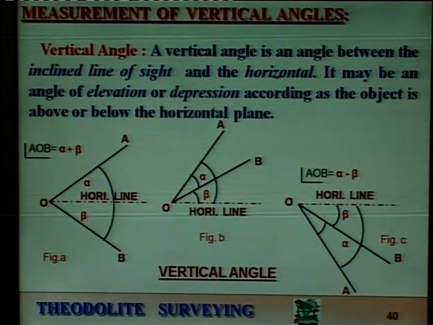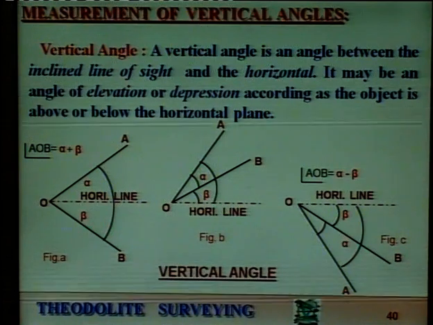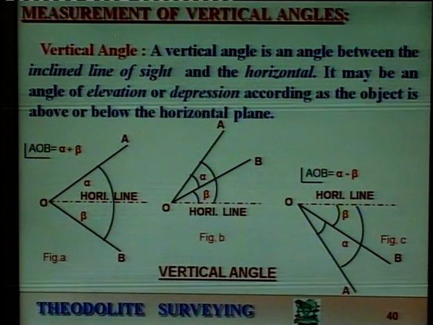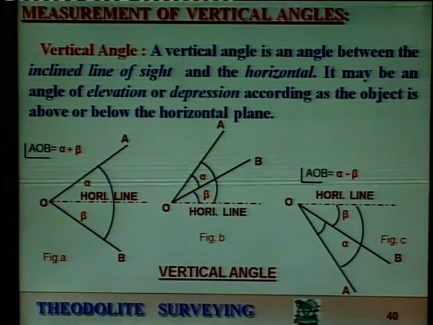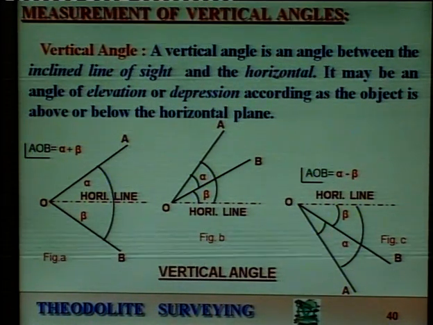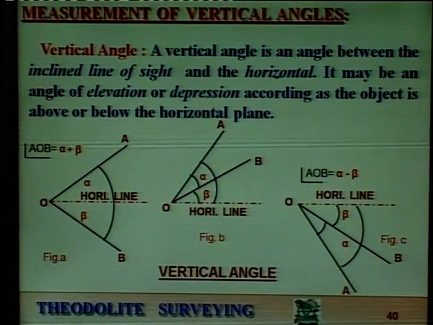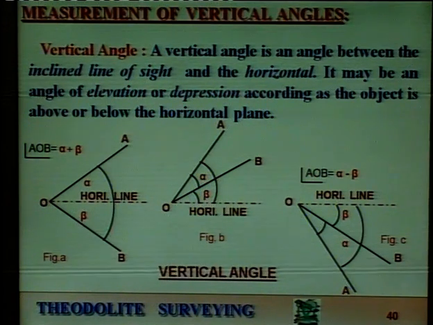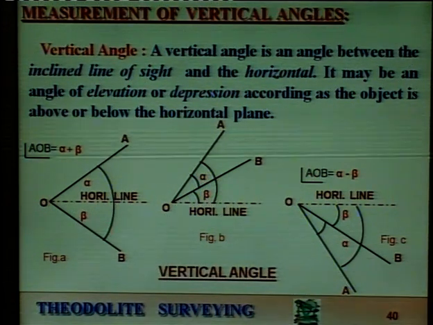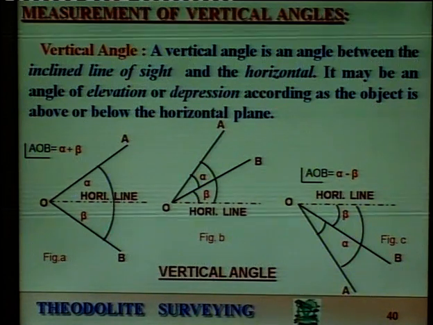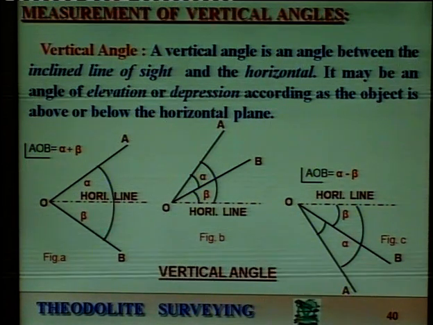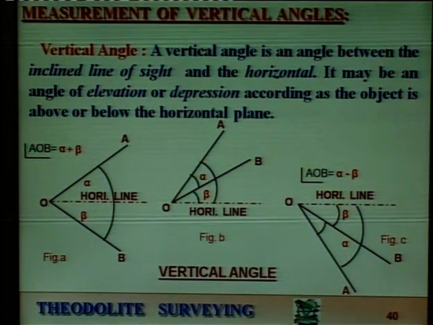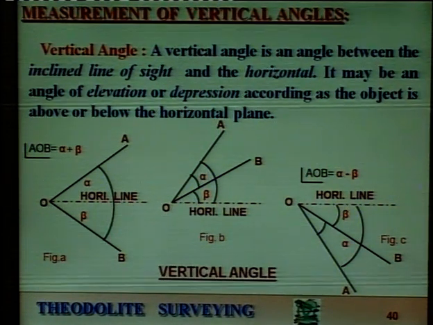and the horizontal. This is the advantage of the theodolite, that you can transit the telescope of the theodolite up and down to any angle. It may be an angle of elevation, when the point is above the horizontal line of sight, or a depression, when the point is below the horizontal line of sight, accordingly as the object is above or below the horizontal plane.